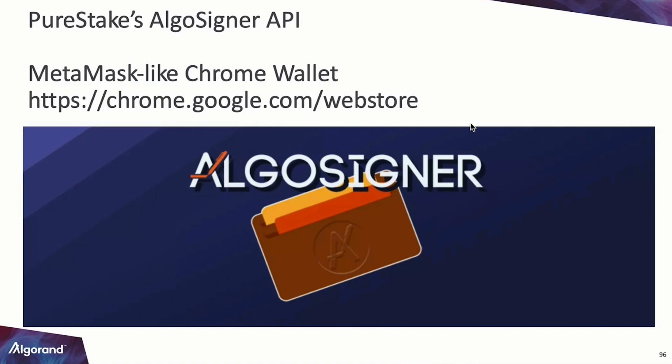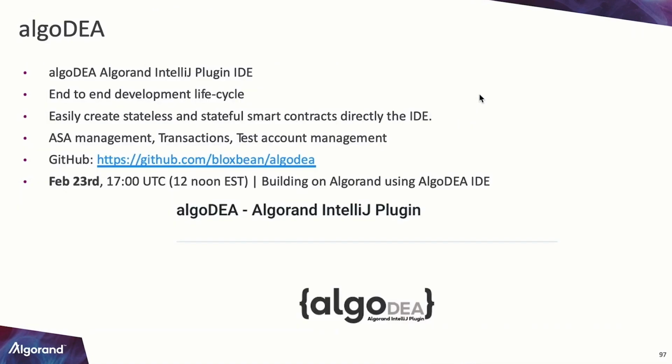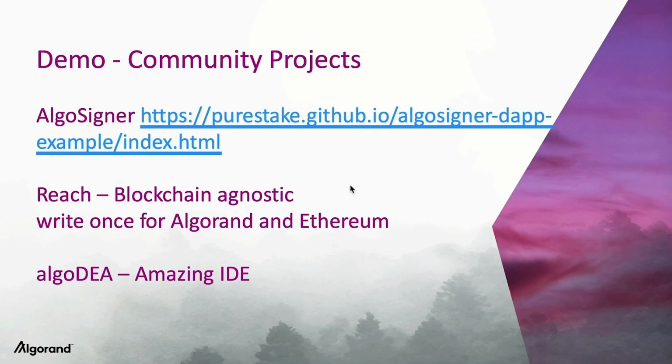Then there's the API for AlgoSigner. This is available to integrate with in JavaScript. So there are API calls right to the AlgoSigner that I showed. And this is the coolest thing, I think, right here, this AlgoDEA, an IntelliJ IDE plugin. It creates stateless and stateful contracts directly in the IDE. You've got asset management, test account management. It's really great. We're doing a session on that on the 23rd at noon Eastern Standard Time. Make sure you sign up for that on our developer page.